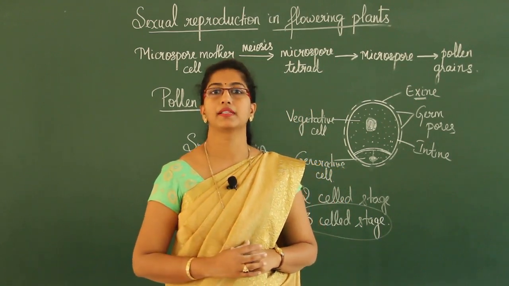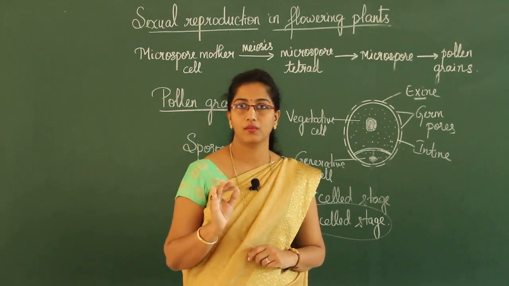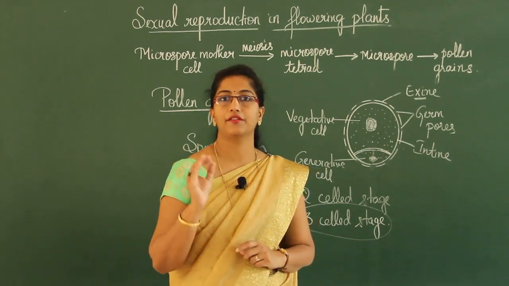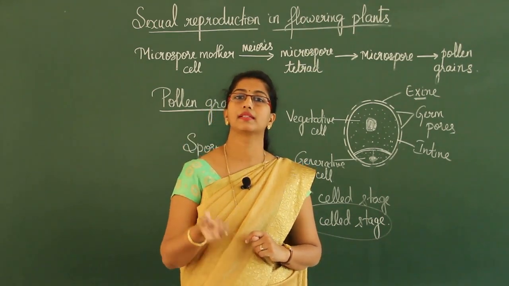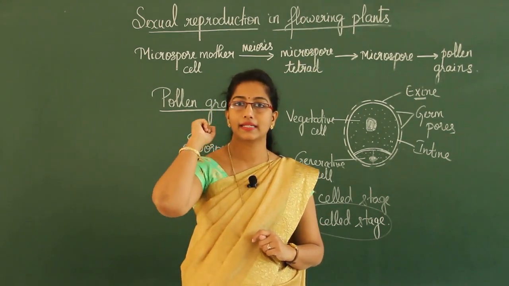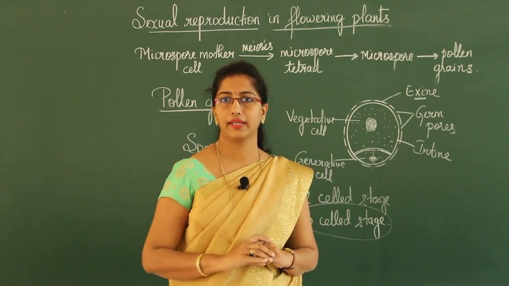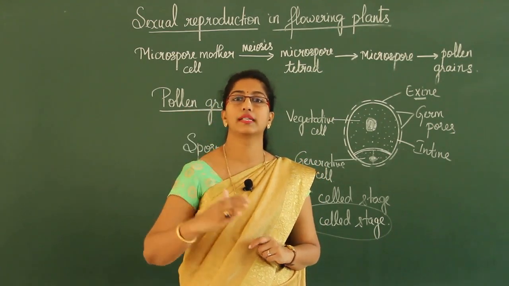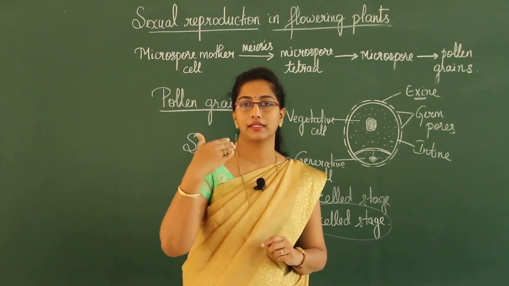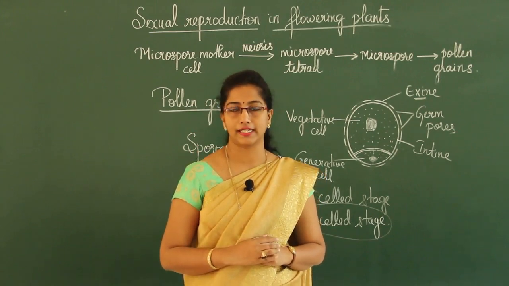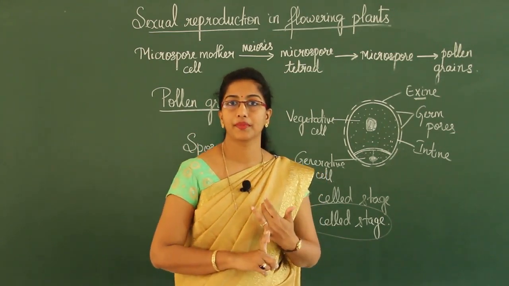Now for example, some cereals like rice, the pollen grains once they are released, their viability is only 30 minutes. So within these 30 minutes, the pollen grain has to reach the stigma and bring about fertilization. After that it will lose its viability, meaning it will not be able to bring about fertilization. And some examples like leguminosae, solanaceae.